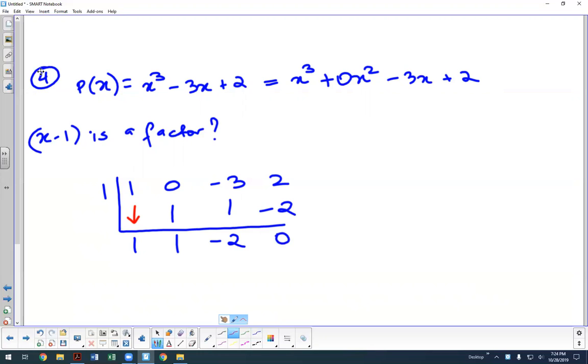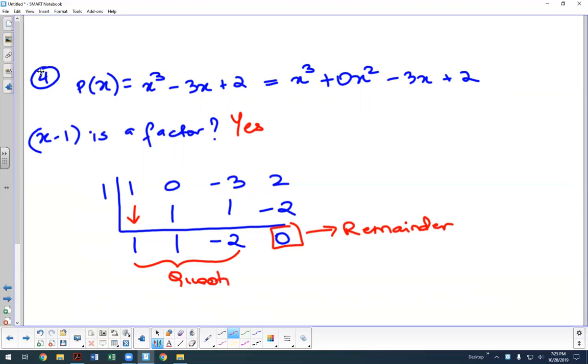If we get a 0 remainder, that means 1 is a 0 of the polynomial, which also means x minus 1 is a factor of the original polynomial term. Of course, these numbers here are giving us the quotient, which will be what? x squared plus x minus 2. Okay, x squared plus x minus 2.